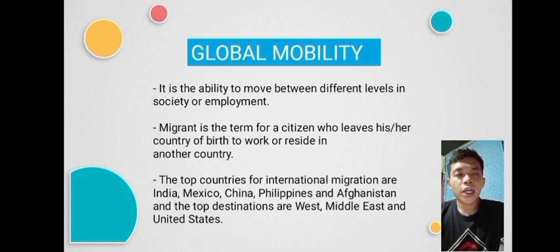China, India, Mexico, the Philippines, and Afghanistan have the most migrants all over the world. Their top destinations for migration are in the West, the Middle East, and the United States. There are two types of migrants, which are the vagabonds and the tourists.